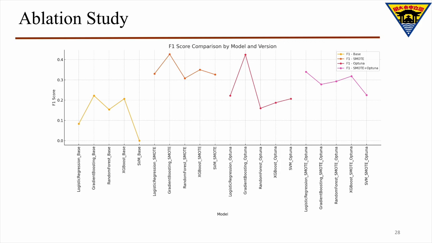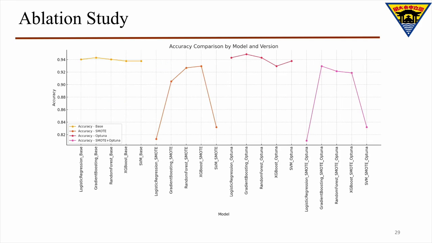Okay, here is the ablation study F1 score comparison. As you can see, the base models, in the 5 different kinds of models, didn't have great performance. And here is the accuracy. You can see that with only Optuna and the base models, in these two versions, the accuracy is always high. I think maybe it's a kind of overfitting or just the model guessing the answer.